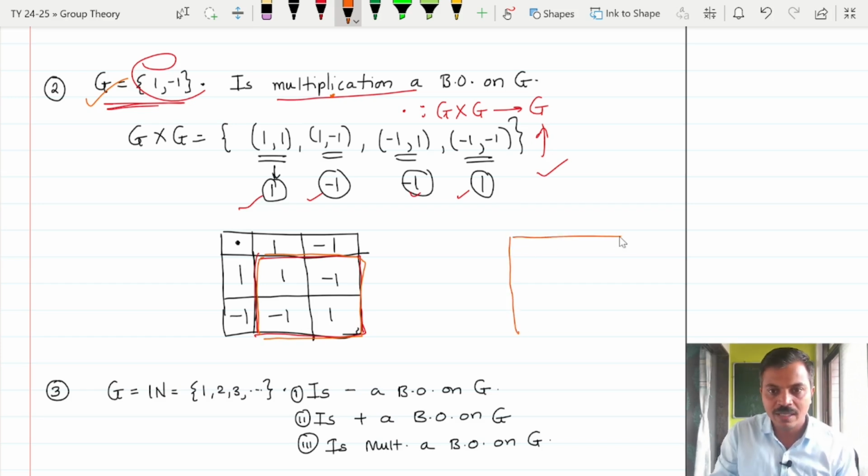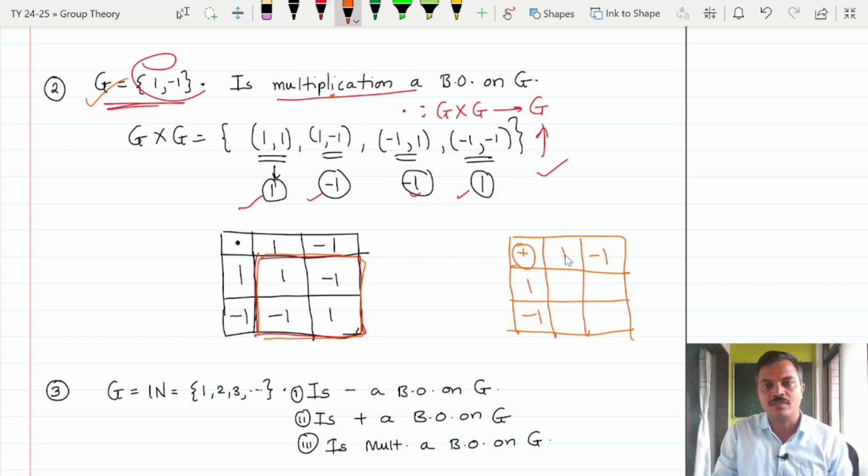Now if I do the same thing for plus, then what will happen? Let us say this is 1, this is minus 1, 1, and minus 1. Now the operation is plus, so 1 plus 1 is 2. Okay, we are checking whether it is a binary operation, right? So 1 minus 1 is 0. This is 0 and this is minus 2.